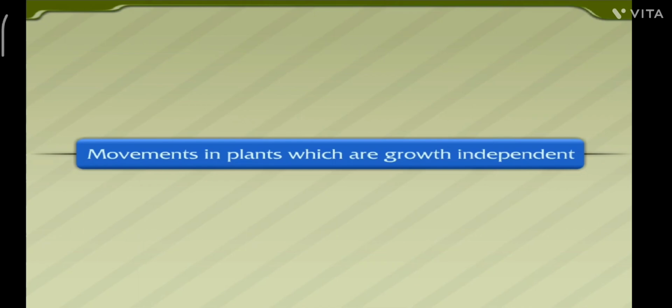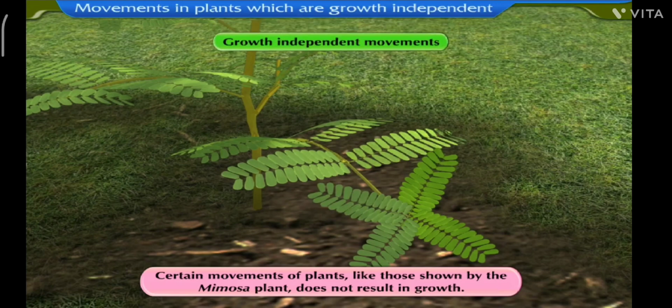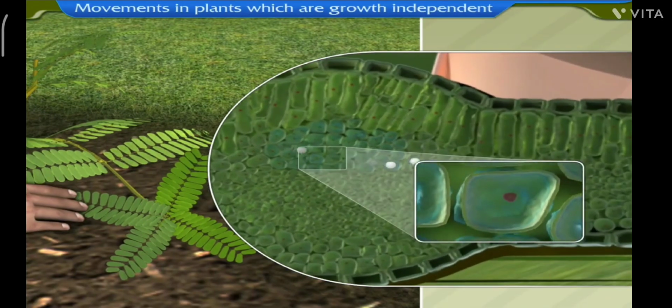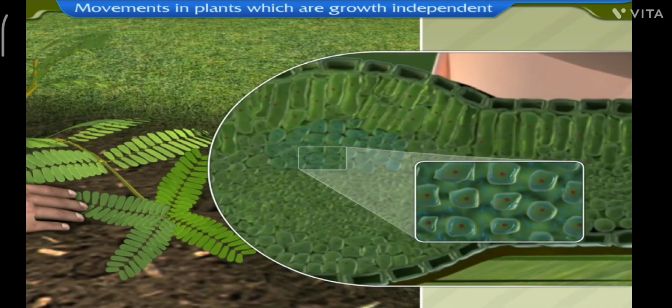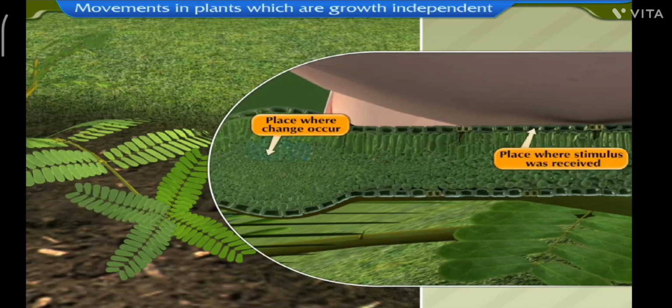Movements in plants which are growth-independent. Certain movements of plants, like those shown by the mimosa plant, do not result in their growth. They are termed growth-independent movements. Hormones, which are chemical messengers, bring about various movements in plants in response to certain stimuli. When we observe some movements of plants, we can see that change occurs at a place different from the place where the stimulus was received.